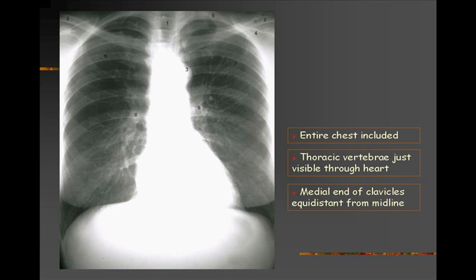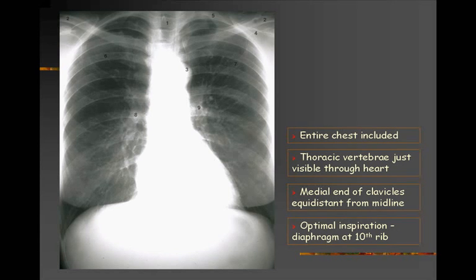A third point for consideration is the relative rotation of the patient as compared to the X-ray film. A good landmark guide for this is the medial end of the clavicle on the right and left sides. Ideally, these two ends of the clavicles should be equidistant from the midline. In this particular instance, the distance on the left side is much longer than the distance on the right side. There is some rotation of the patient which might make a difference in a clinical interpretation.